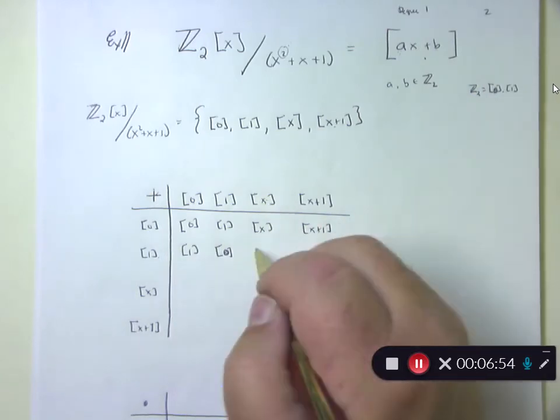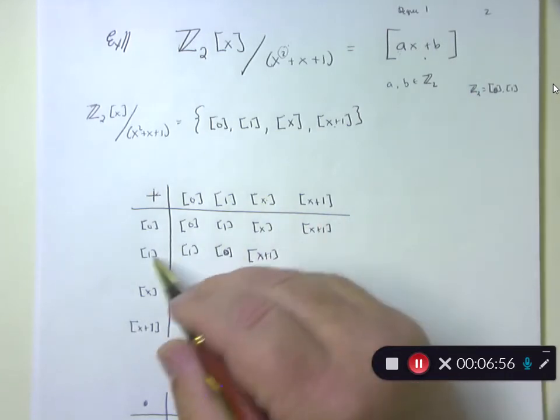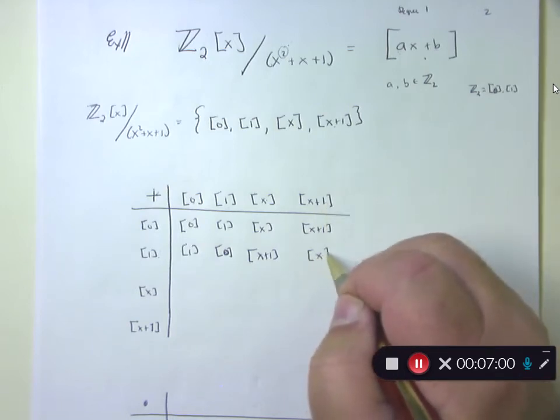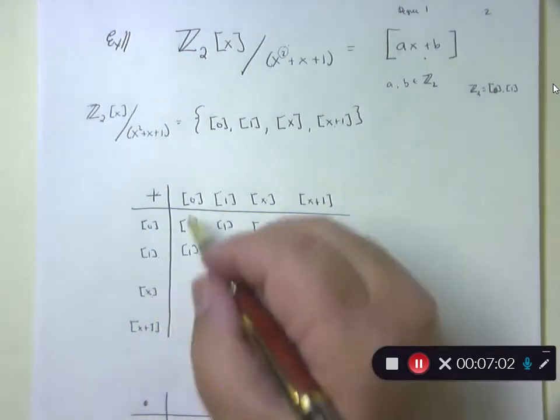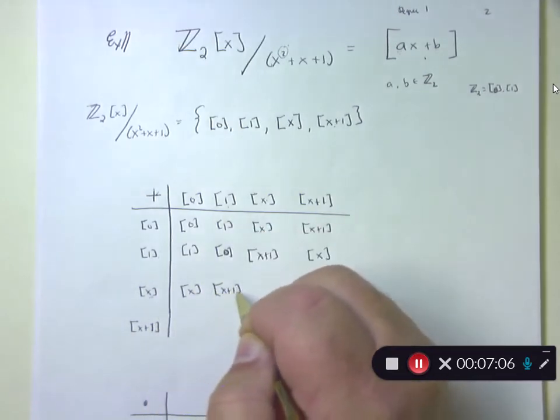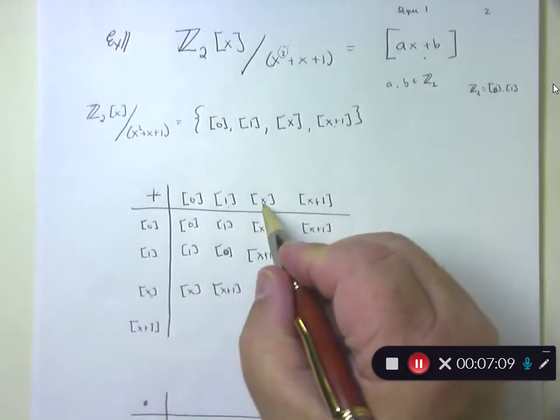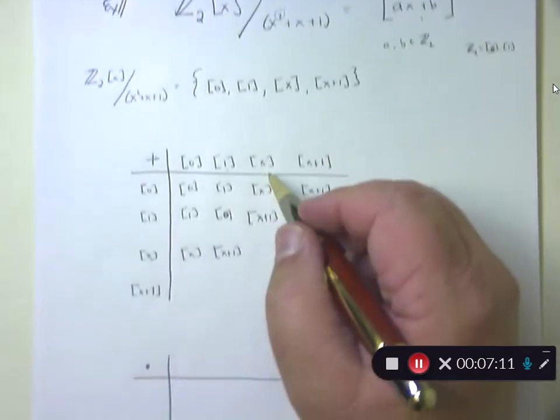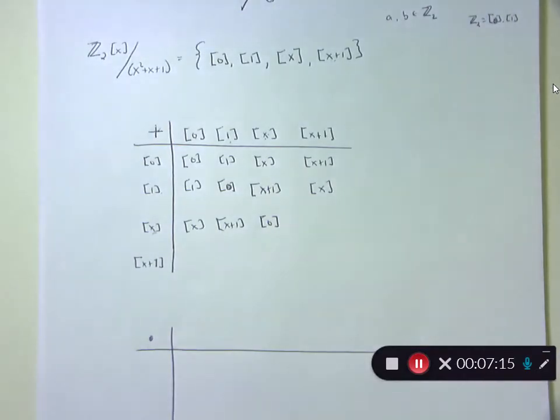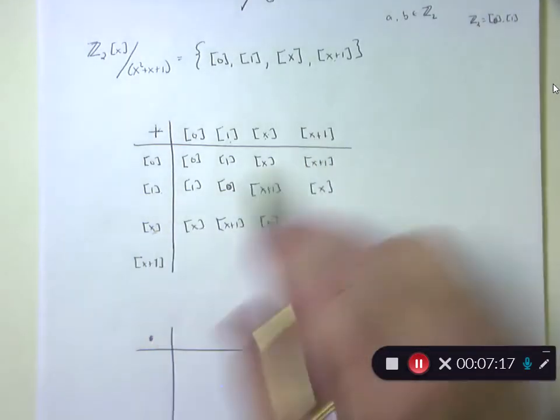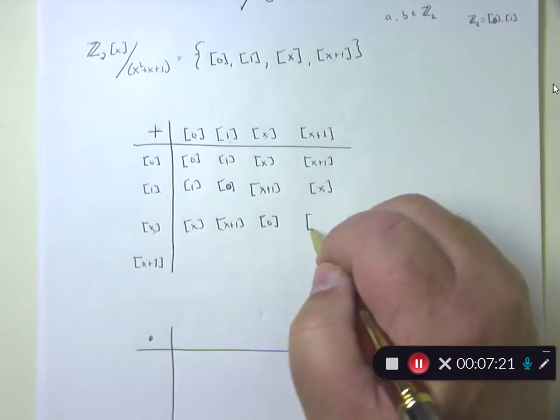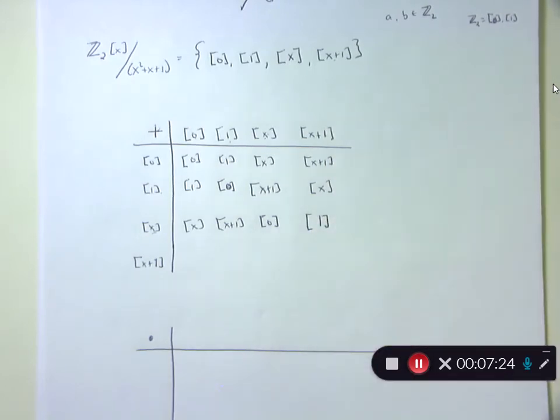1 plus x is, pretty much, 1 plus x. And 1 plus x plus 1 is x plus 2, but 2 is equivalent to 0, so you get x back again. x plus 0 is x. x plus 1 is, pretty much, x plus 1. x plus x is officially 2x, but 2 is equivalent to 0. So it'd be 0 times x, which is just 0. x plus x plus 1 is 2x plus 1, but 2 is equivalent to 0, so it'd be 0x plus 1, which makes it just 1.